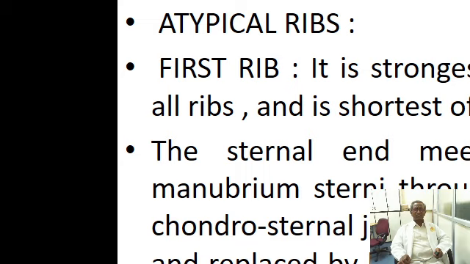The head is small and bears a circular articular facet to articulate fully with the body of the first thoracic vertebra. So the head of the first rib is small and bears a circular articular facet to articulate fully with the body of the first thoracic vertebra.